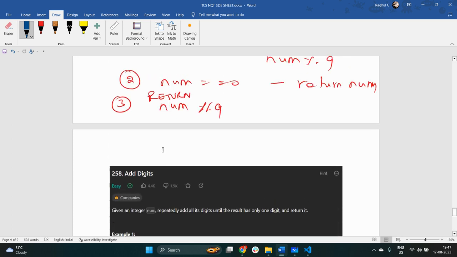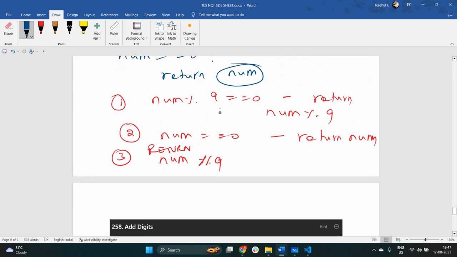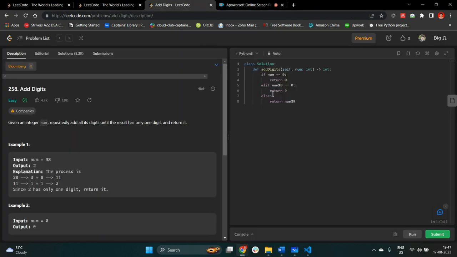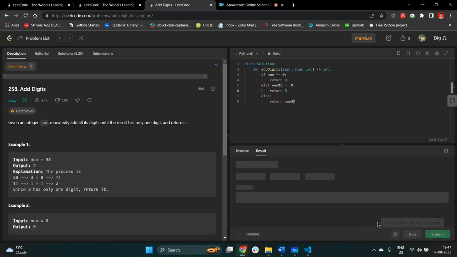Okay, so these are the steps we're going to follow. If num percentage 9 is equal to 0, then I'm going to return num percentage 9. If num is equal to 0, I'm going to return num divided by 9. So let's go directly to our add digits problem. As I said, return 9. Why? Because at each and every term it is going to be the same, and let me submit it.